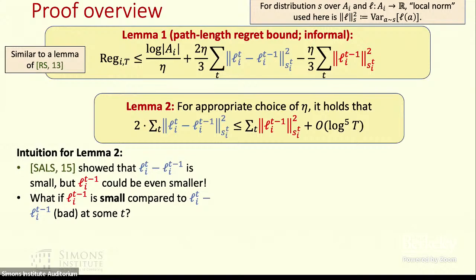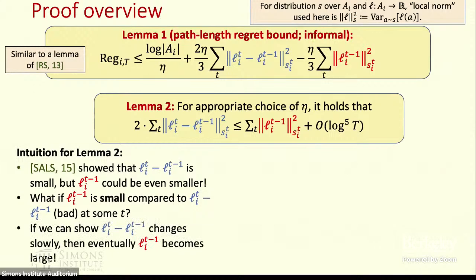So let's work through this a little bit. What happens if some loss vector L_i^{t-1} is small compared to the blue term at the same time step? Well, suppose that we can show that the differences, the loss vectors, these blue terms themselves change slowly as a function of time. And it turns out that eventually the red terms will become large.